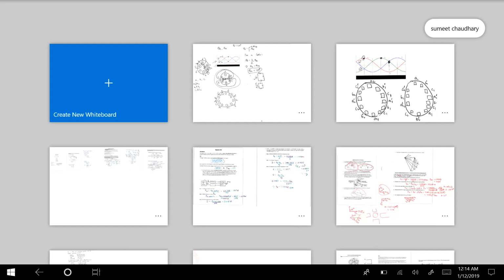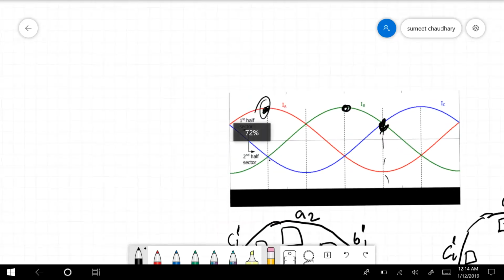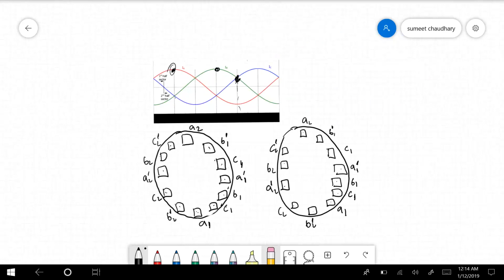So just to give you a clear picture, let's go to a fresh page. I've redrawn it over here, and let's see how the magnetic fields look in this case. If we look at the magnetic field at this instant of time, as denoted by the black spot over there, this is what would happen. We see that your current A is positive and your currents B and C are negative.